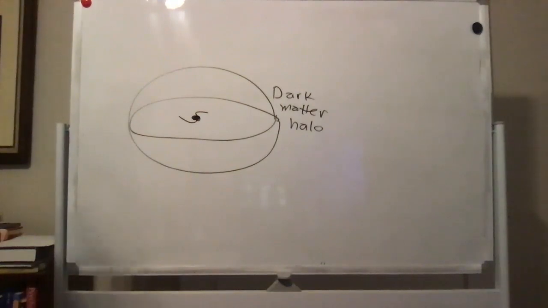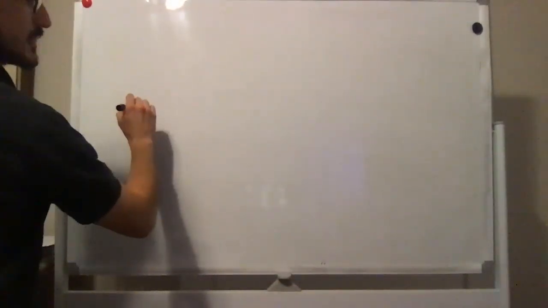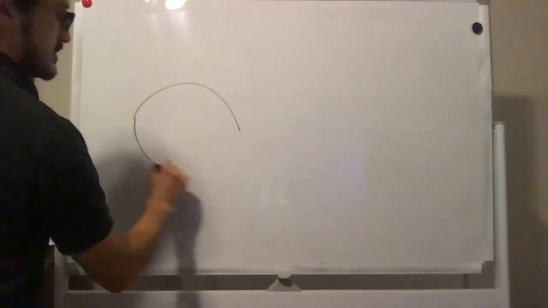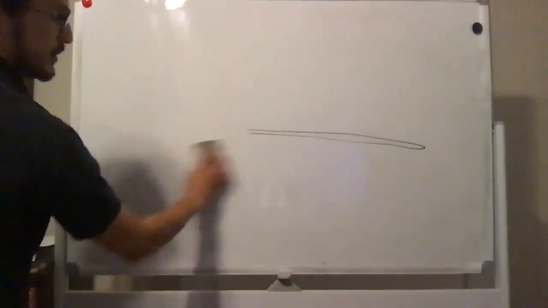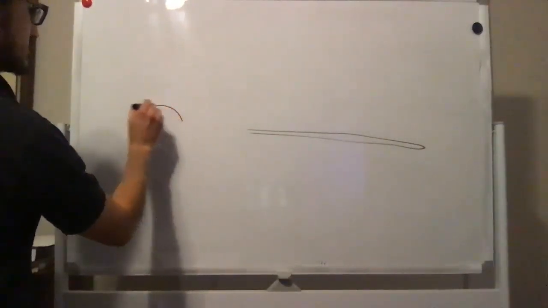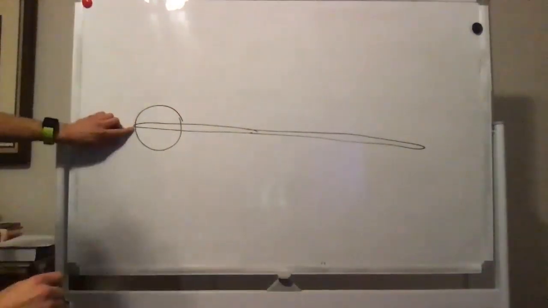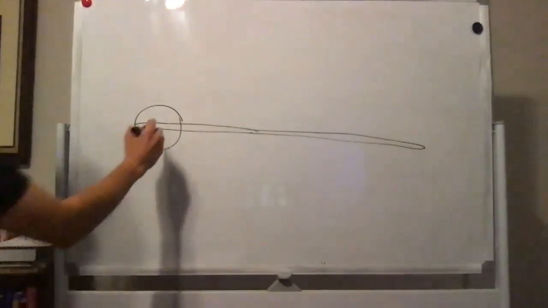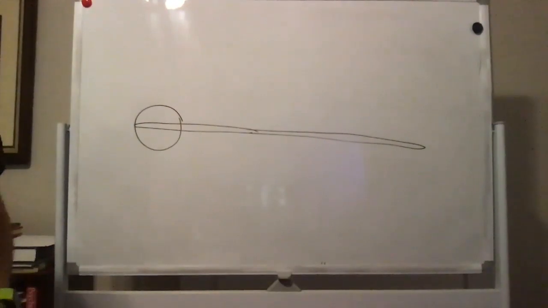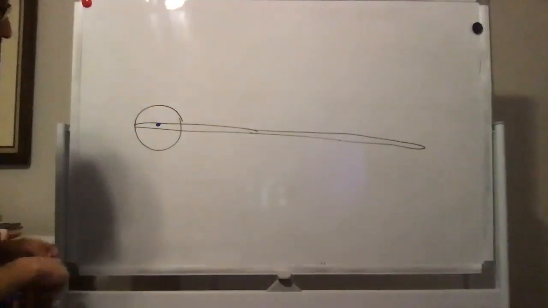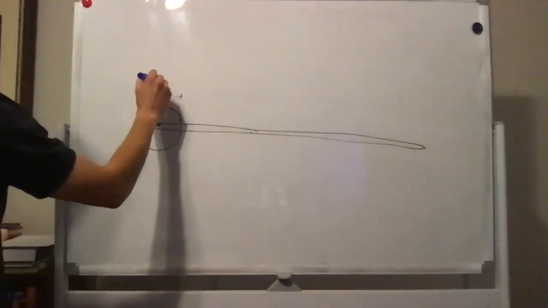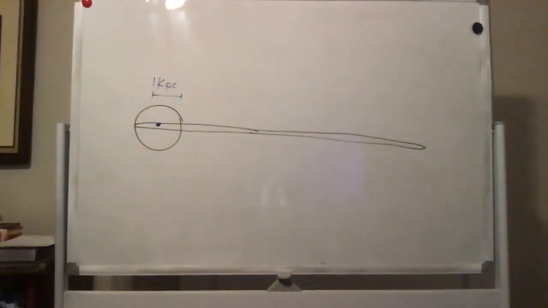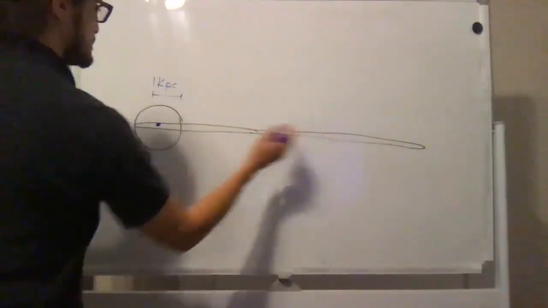So, the Milky Way maybe is going to look kind of like this. If you want to show the whole disk, the central bulge is probably like this. So the radius, let's say that it starts in the center of the galaxy. The radius of the central bulge is about 1 kiloparsec. I guess it should actually be a little smaller.